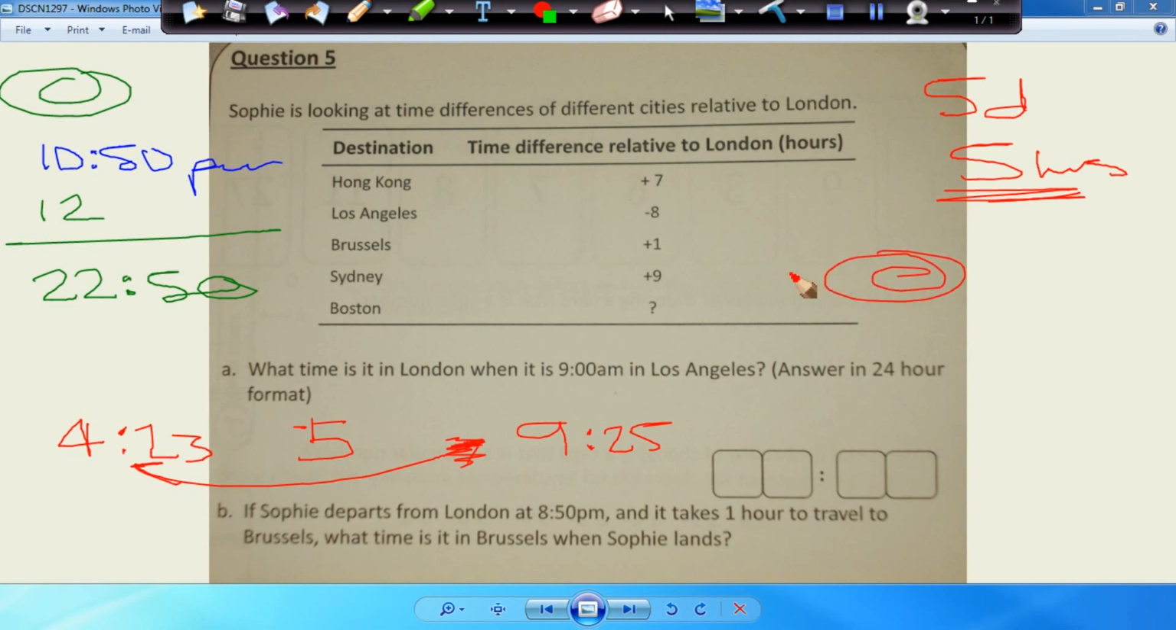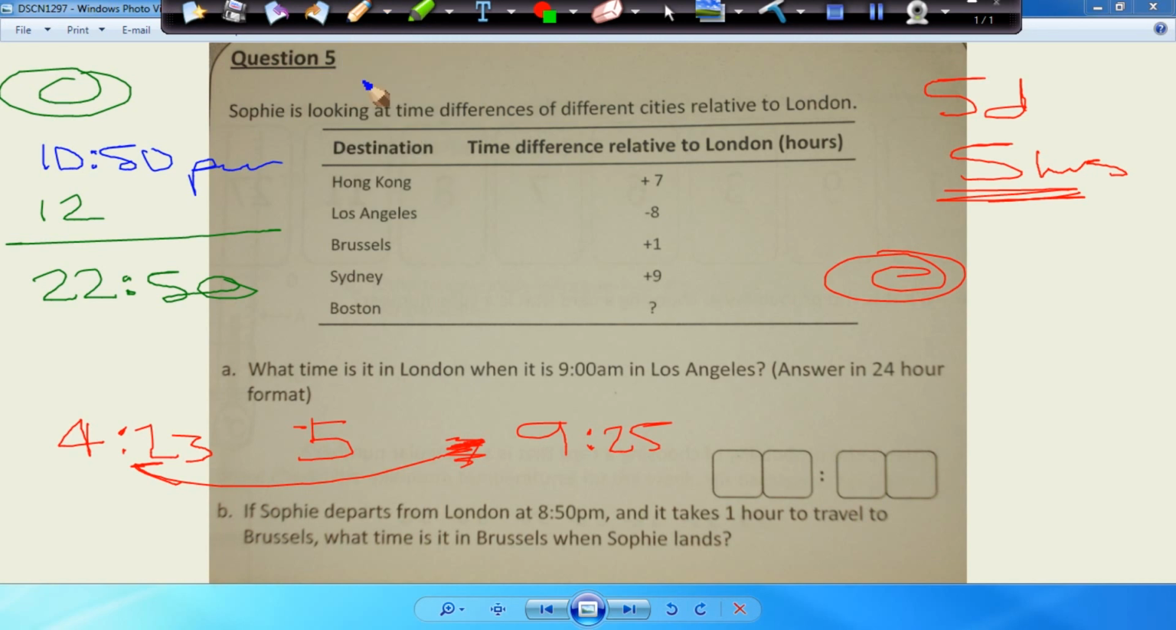Okay, part E now. Question 5E. Sophie, who's 12 years old, travels to Brussels with her mother and father. Flights cost $2.50 for adults and $1.99 for children. What is the total cost of their tickets? So how many adults do we have? 2. How many children do we have? 1. Okay, let's do the calculation for that.